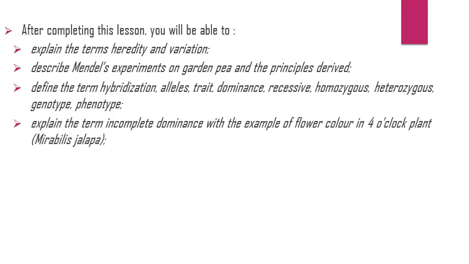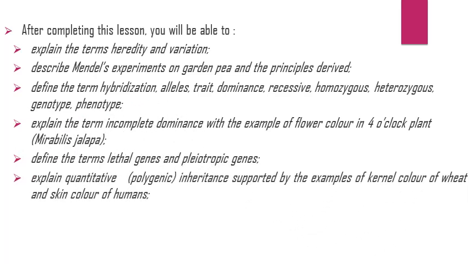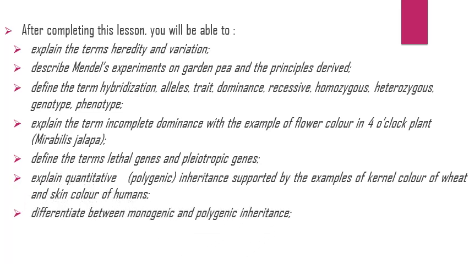Explain the term incomplete dominance with the example of flower color in 4 o'clock plant, Mirabilis jalapa. Define the terms lethal genes and pleiotropic genes. Explain quantitative or polygenic inheritance supported by the examples of kernel color of wheat and skin color of humans. Differentiate between monogenic and polygenic inheritance.